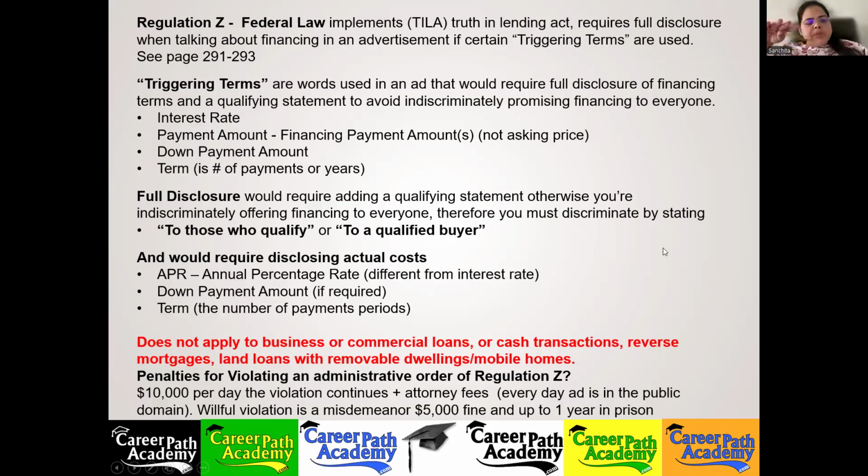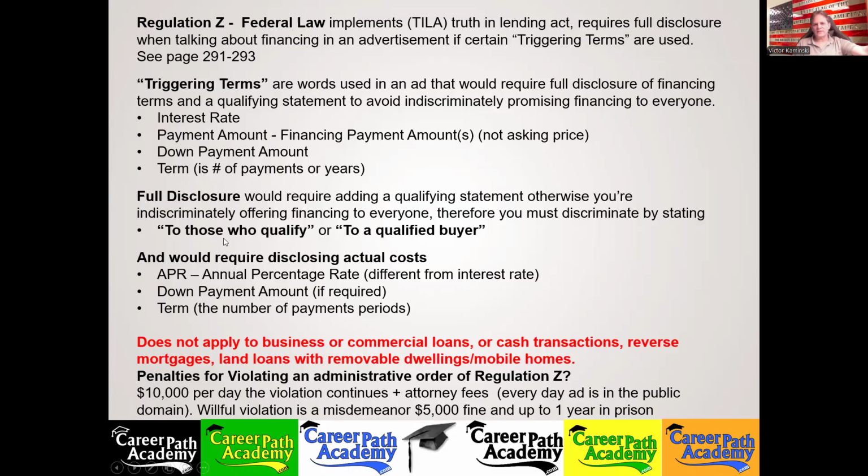There can be a question related to the triggering terms, asking what the terms are, or whether these are the only terms. No, these are the only triggering terms. If in an advertisement you mention an interest rate, a payment amount, a down payment amount, or the number of payments, the terms of the loan, then full disclosure is required.